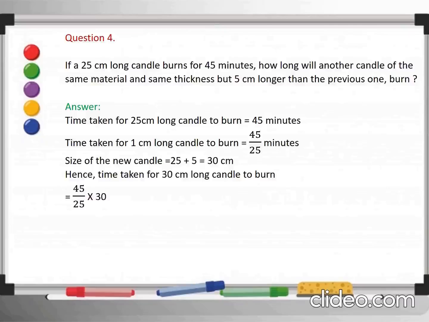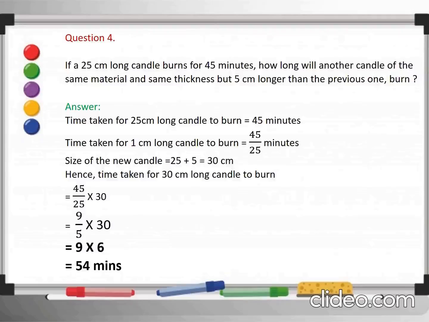To do the cancellation, we can divide by 5 table. So 5 nines are 45, 5 fives are 25. So we'll get 9 upon 5 into 30. Further we can divide with 5 table. So 5 sixes are 30, 5 ones are 5. So we'll get 9 into 6, which is equal to 54 minutes. Therefore, the time taken for a 30 centimeter long candle to burn is 54 minutes.